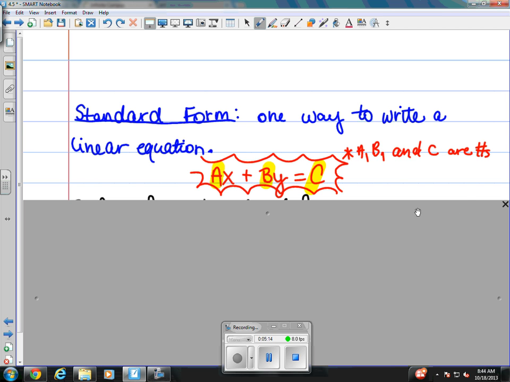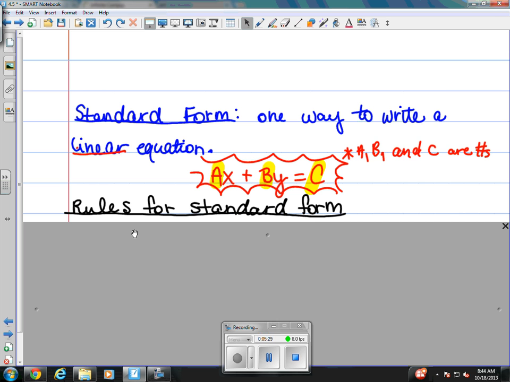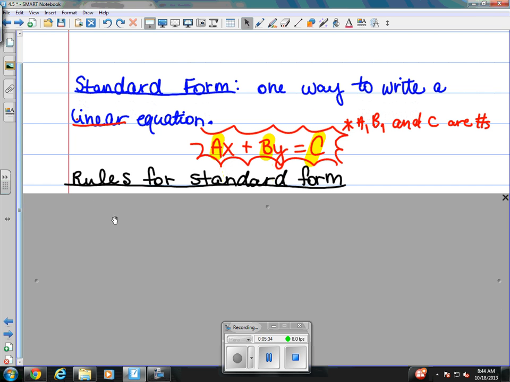So the only thing that stays variables there is just your x and your y. Like we said, linear equations have two variables, x and y. So standard form is one way to write a linear equation. Now, standard form has its own set of rules. So, rules for standard form. There's three big ones we have to follow.